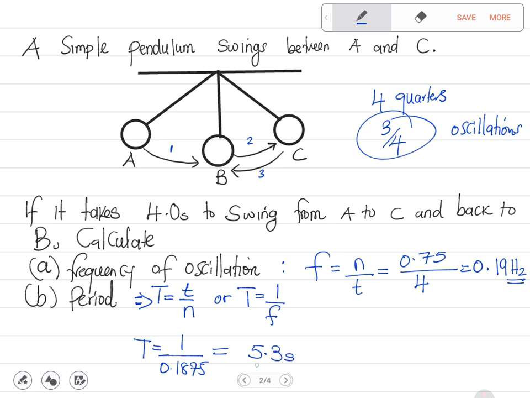Remember that period is measured in seconds, right? Even if I use 0.19, I'm still getting 5.26, which will still round to 5.3 seconds.